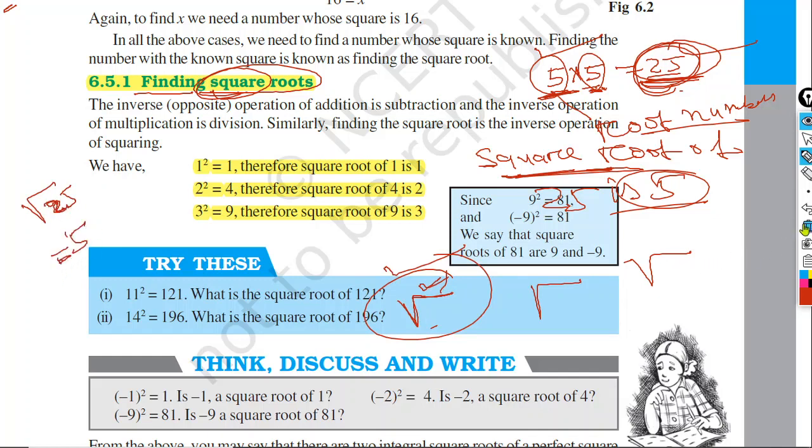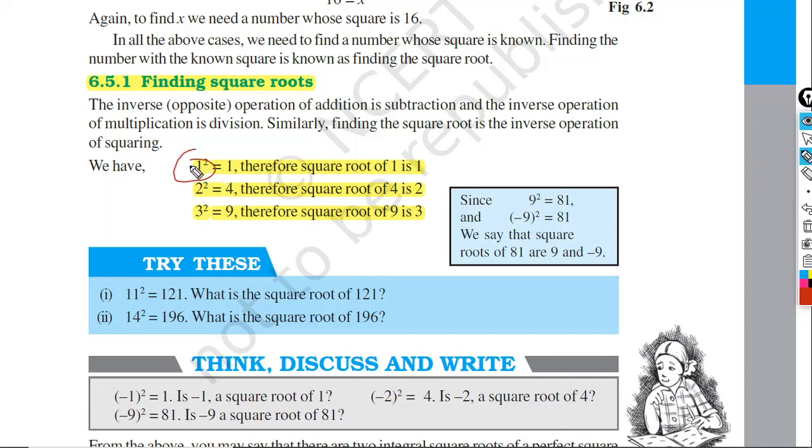Now similarly, 1 square equal to 1, we can say square root of 1 is 1. 3 square equal to 9, therefore we can say square root of 9 is equal to 3. Well, this is square root.